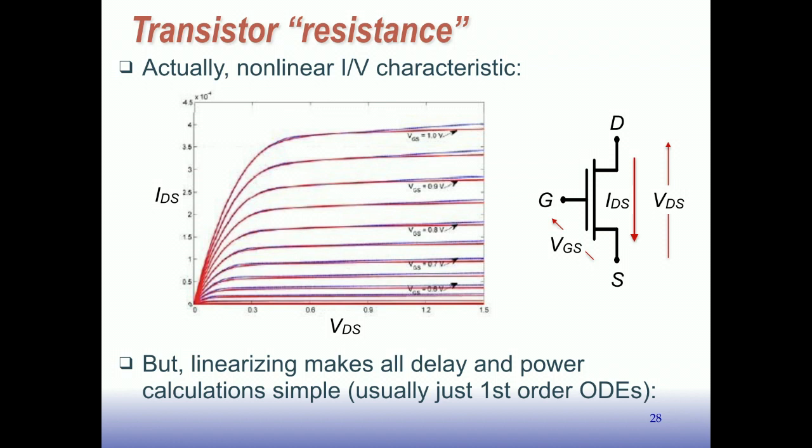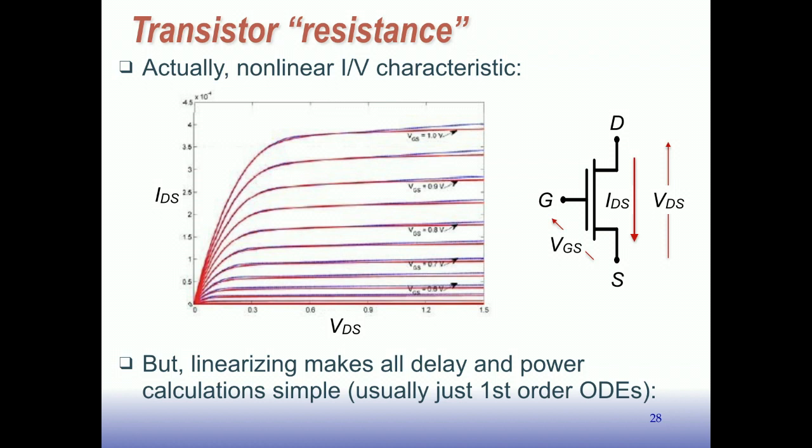So we do this linearization because it makes all the delay and power calculations simple. Usually it just turns them into first order differential equations, R's and C's, and the solutions to those are just exponentials. So if we look at the waveforms associated with signals that are changing inside our CMOS circuit, they're going to look like exponentials, but actually they're not quite exponential because the transistors are not quite linear. But for all intents and purposes, it's close enough.